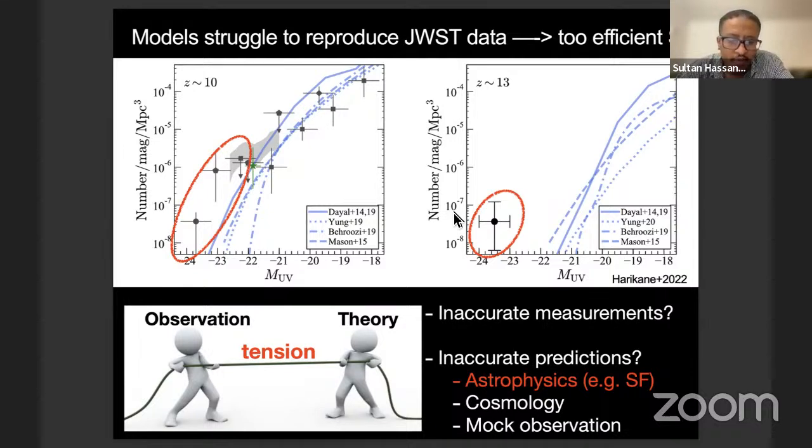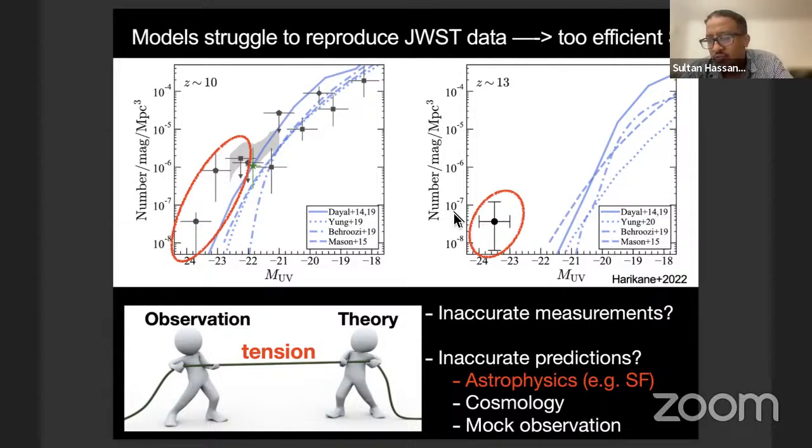To solve this tension, the easiest way is to say, oh, maybe the observation is wrong, and then we go home and that's it. And that's probably also partly true because there are some systematics in the way we measure things, right? In photometric and spectroscopic redshifts, there is a big debate. Okay, so let's exclude that option. Let's assume that the observers have done a nice job and everything is correct.